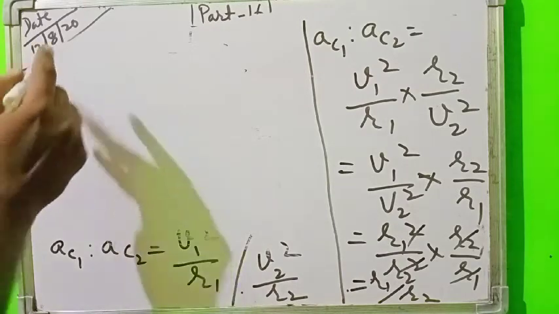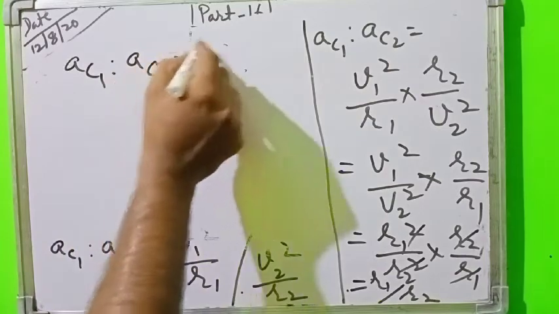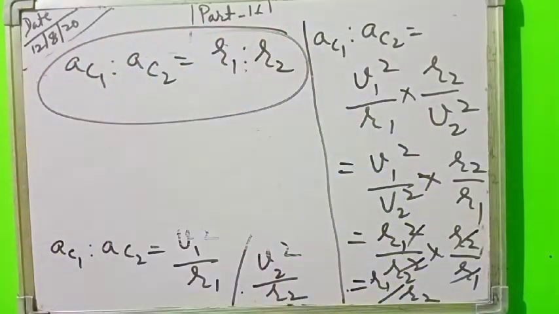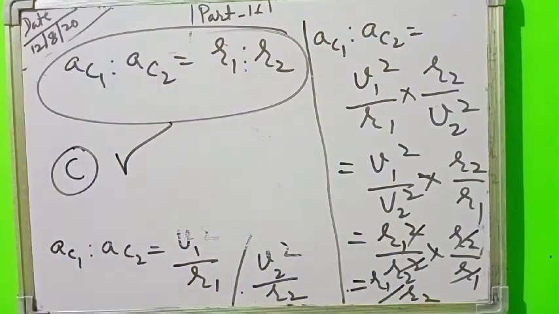So the ratio AC1 is to AC2 is equal to R1 is to R2. This is the correct answer. That is, option C is correct. AC1 is to AC2 is equal to R1 is to R2. Now, next question.